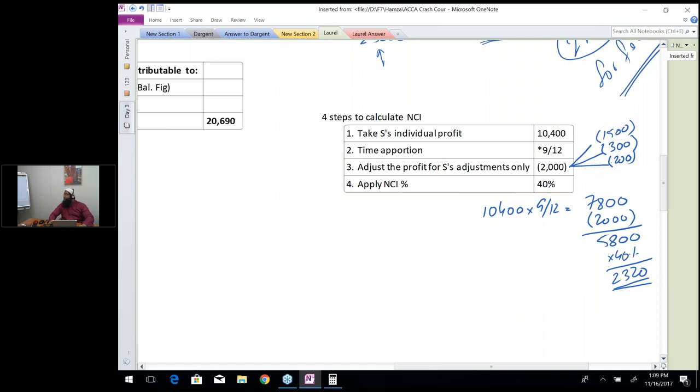Sayed Mas, this was your question. Step 3 is basically that we are taking the adjustments that relate to subsidiary. For example, the depreciation charge on the fair value adjustment would affect both parent and NCI. Similarly, the intragroup trading will affect both the parent and the NCI.